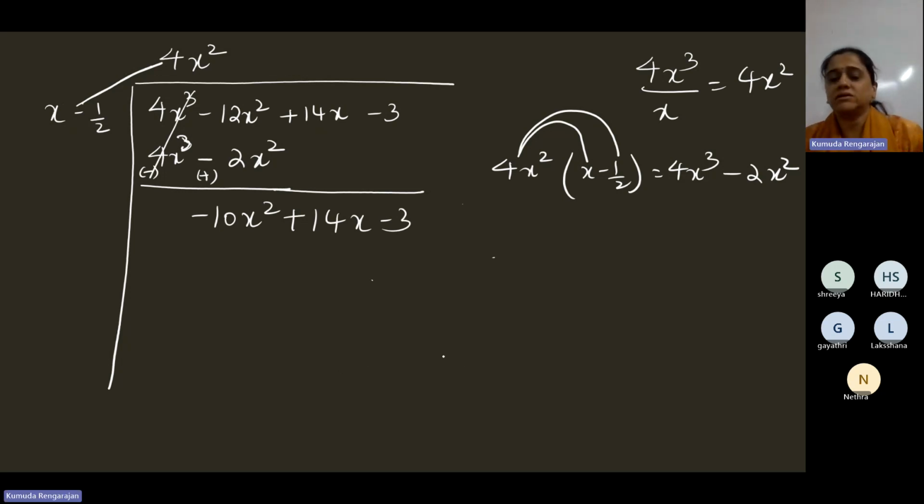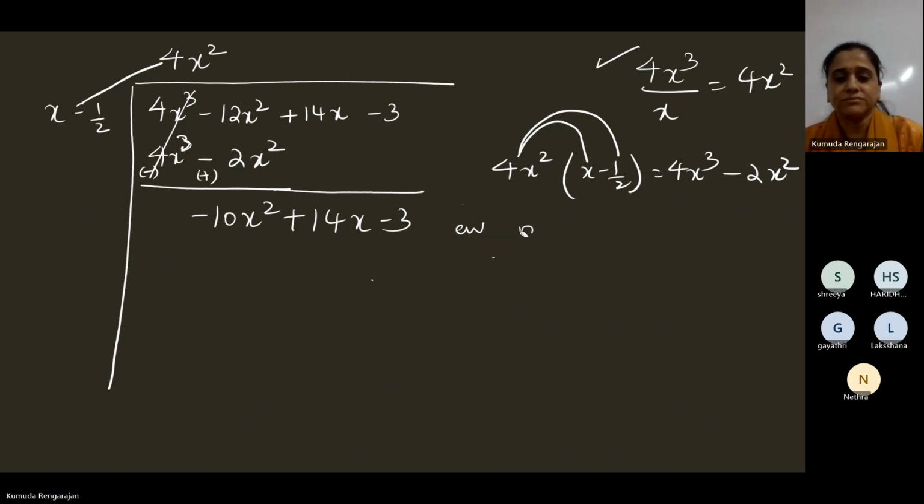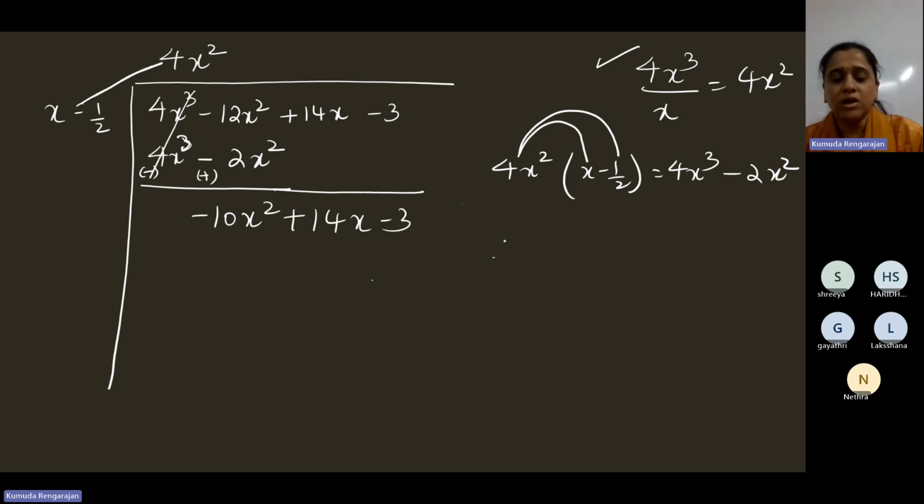Now repeat this procedure. This is called the new dividend. Because this was the dividend earlier, right? Now this is the new dividend. Divide the first term of the new dividend with the first term of the divisor. So now it is minus 10x squared divided by x.